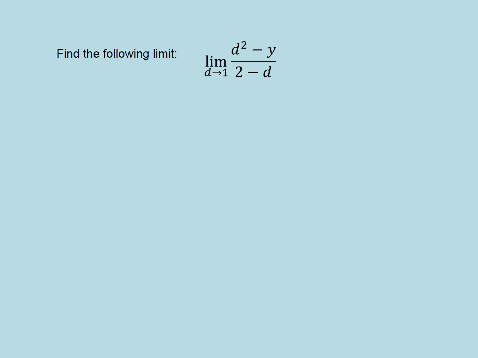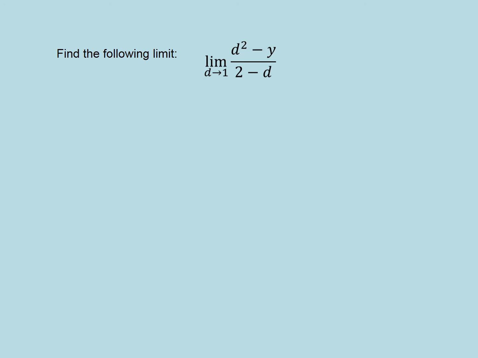Now, what about a limit that looks like this? We have the limit of d squared minus y over 2 minus d, and we're looking as d approaches 1. Now, if you think back to those limits we were looking at earlier, we were able to directly substitute the value into the function if it was defined at that point.